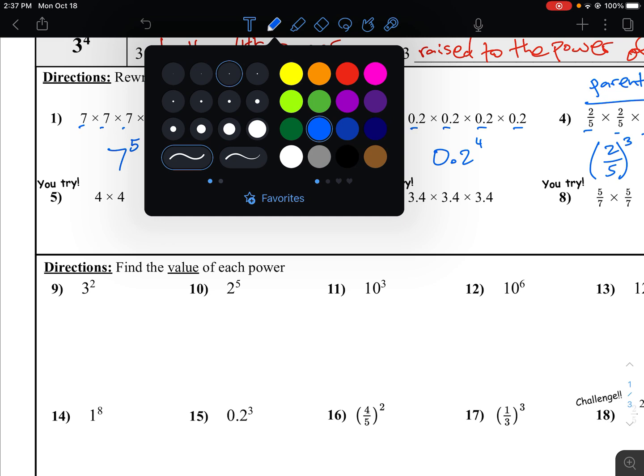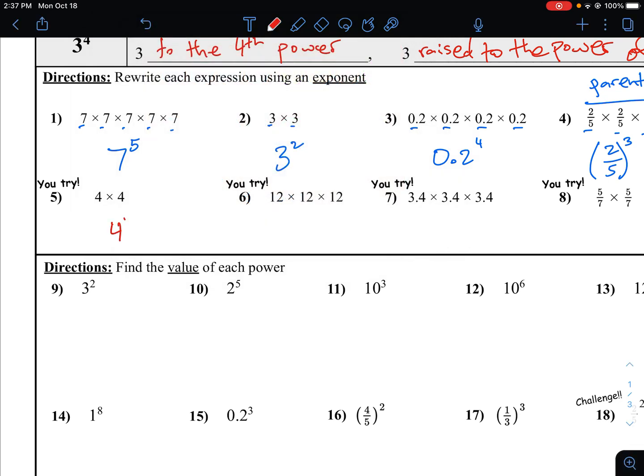If you did it properly, which I know you probably did, this is 4 to the 2nd power, or 4 squared. This is 12 cubed, or 12 to the 3rd. This is 3.4 to the 3rd power. And you may be wondering, do I have to put decimals inside of our parentheses? No, but if you did, it wouldn't mess it up. You'd still have the same answer. It's still equivalent, so it's all good.